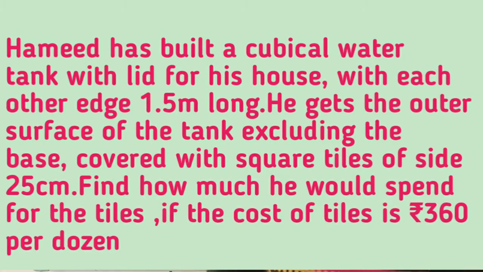Hamid has built a cubical water tank with lid for his house, with each edge 1.5 meter long. He gets the outer surface of the tank excluding the base covered with square tiles of side 25 cm. Find how much he would spend for the tiles if the cost of the tile is rupees 360 per dozen.